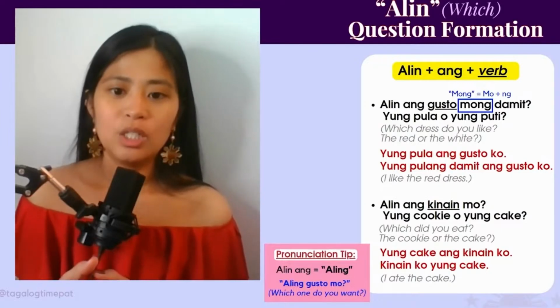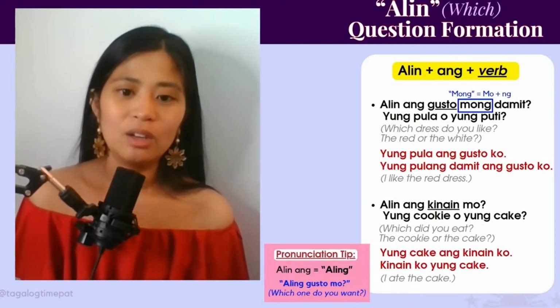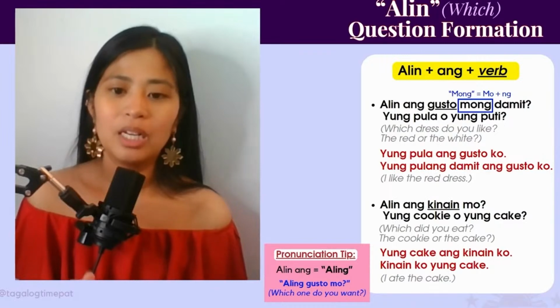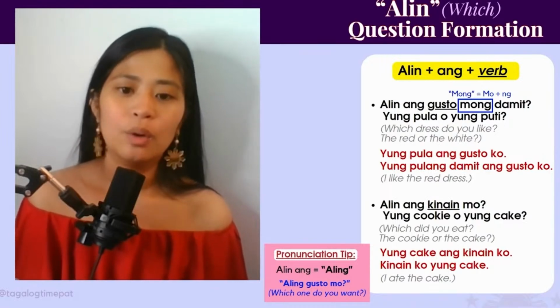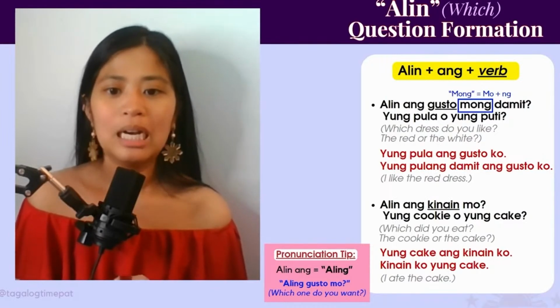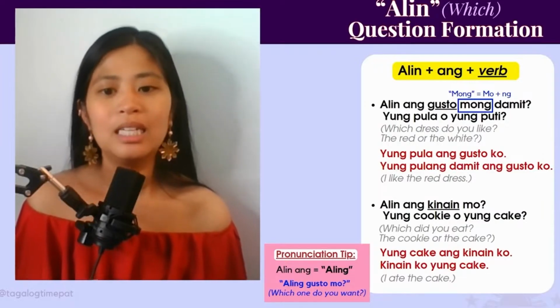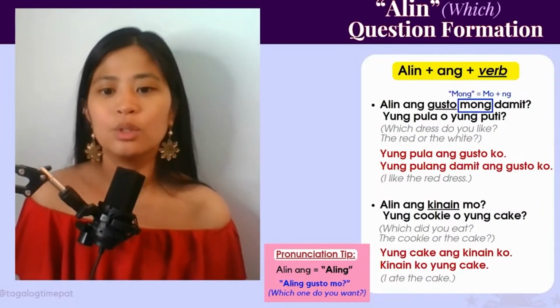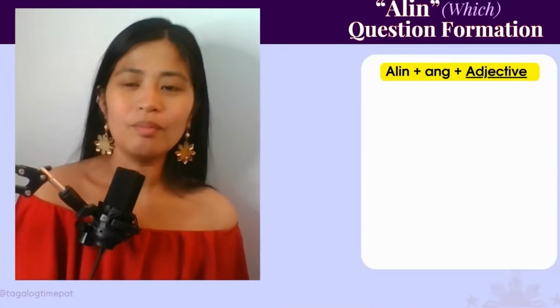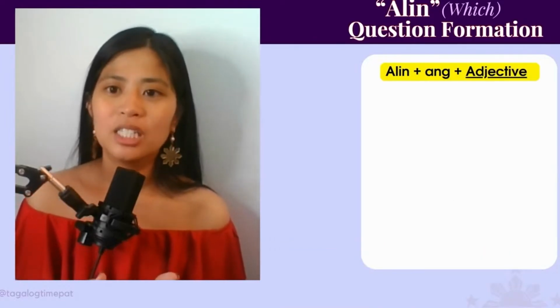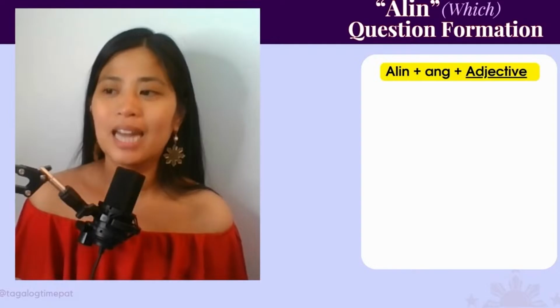And then, of course, you can always put things together. So, alin ang becomes aling. So, aling gusto mo? Alin ang gusto mo? Aling gusto mo? Alin plus an adjective. Alin plus ang plus an adjective.